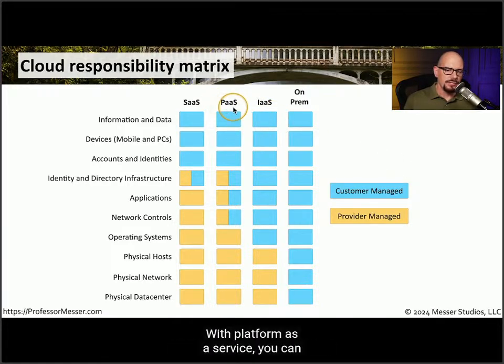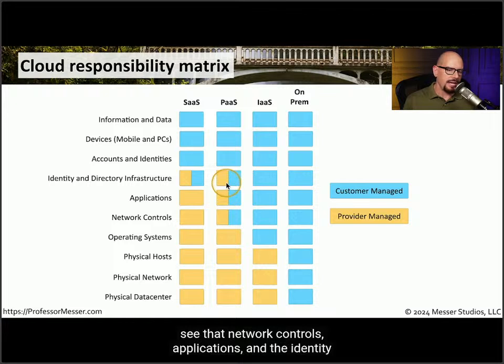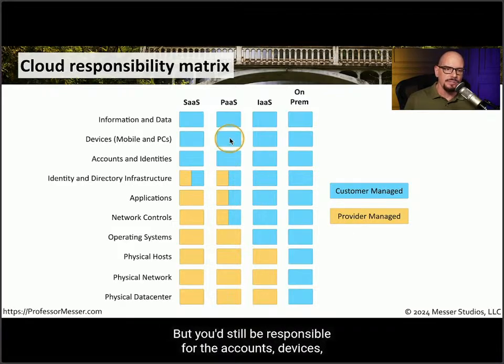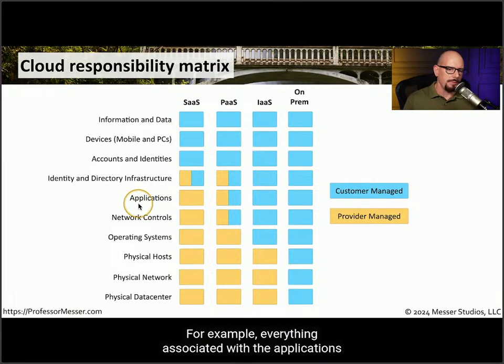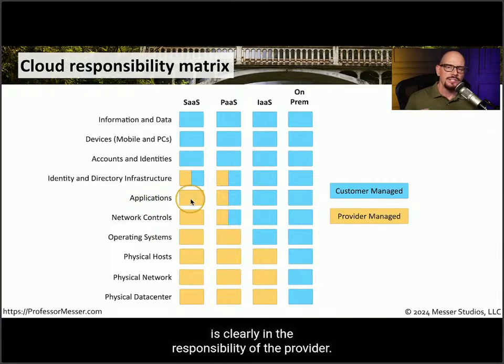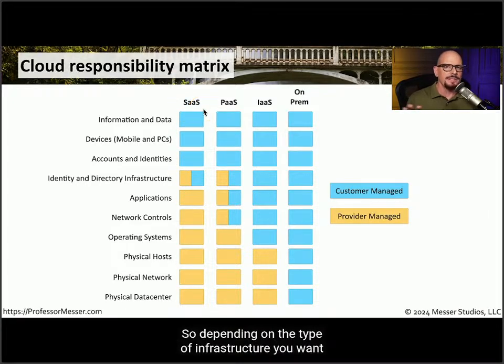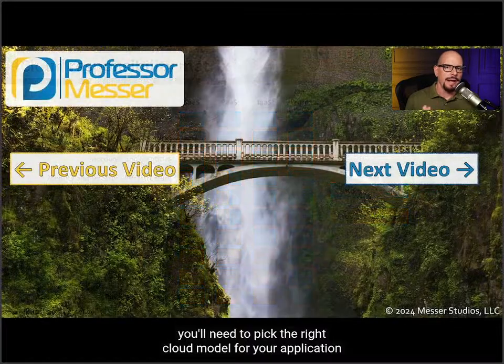With Platform as a Service, you can see that network controls, applications, and the identity and directory infrastructure may be shared between the customer and the cloud provider, but you'd still be responsible for the accounts, devices, and the information and data. With Software as a Service, much more of these are provided by the provider themselves. For example, everything associated with the applications is clearly in the responsibility of the provider. Everything above that would still be the responsibility of the customer. So depending on the type of infrastructure you want and the type of responsibility that you're willing to take on, you'll need to pick the right cloud model for your application deployment.